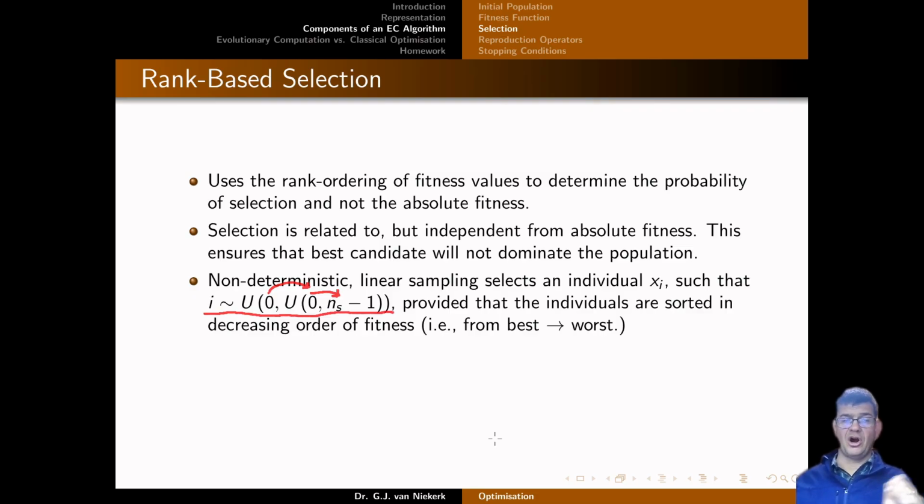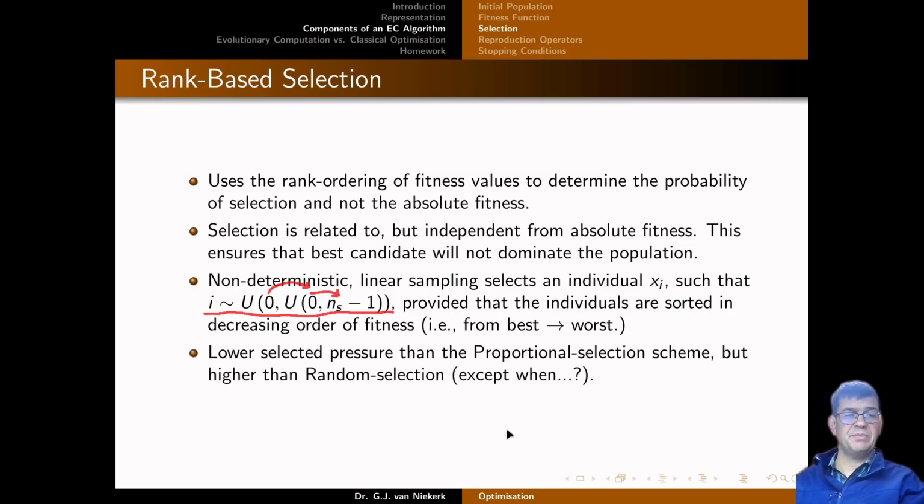So in terms of selective pressure, it has a lower selective pressure than proportional, but of course higher than random. And there's only one exception with rank-based, and that, of course, is if the individuals are very, very close together in fitness, because then rank plays a bigger role, and an individual with ever so slightly better fitness will get a higher probability of being selected. While with proportional, they might be a bit closer together.